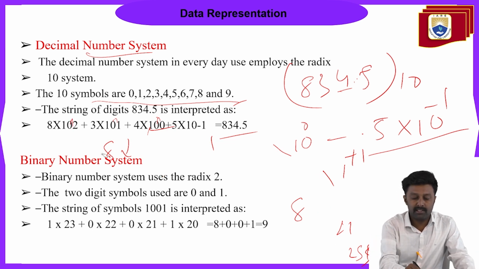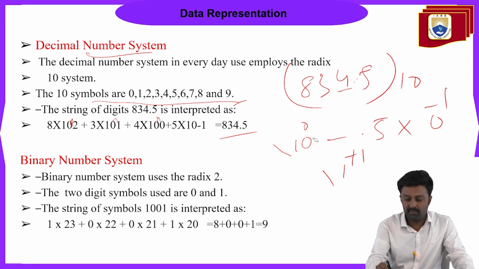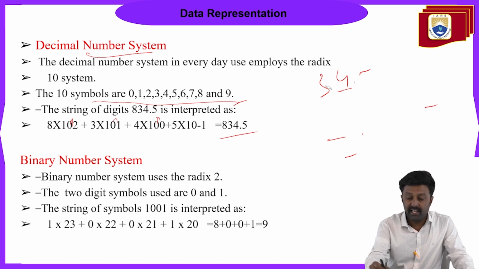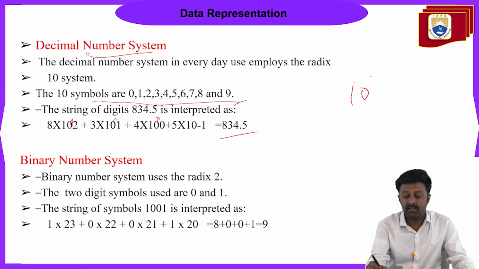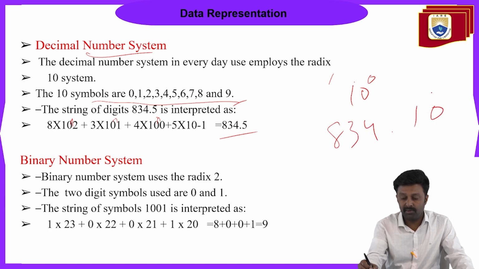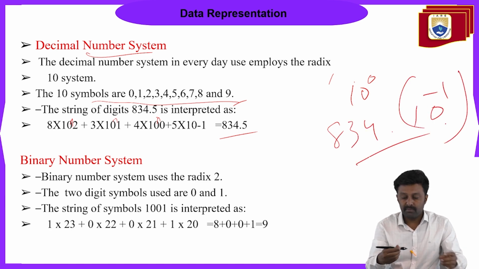So in the decimal number system, the digits go from 0 to 9, and the radix is 10. For the conversion, we use the base 10 to the power of 0 for the digit before the decimal point, and after the decimal point we start from 10 to the power of minus 1.